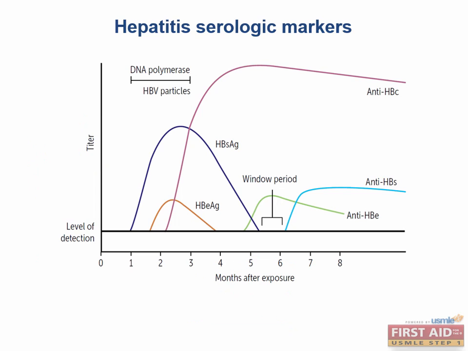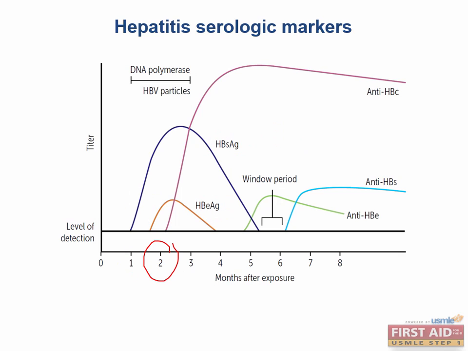Initially, within 1 month of exposure, the hepatitis B surface antigen begins to rise. This is followed by an increase in the hepatitis B E antigen as well. Do you remember what the surface antigen stands for? This stands for active infection. And how about the hepatitis B E antigen? That stands for high transmissibility. Very good.